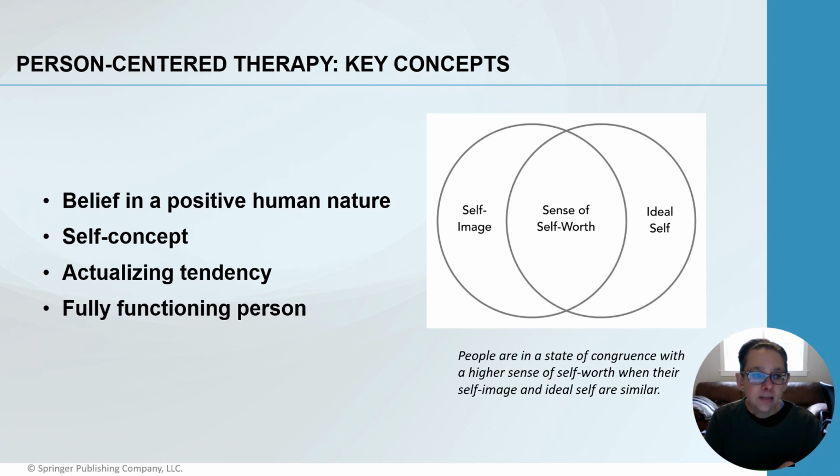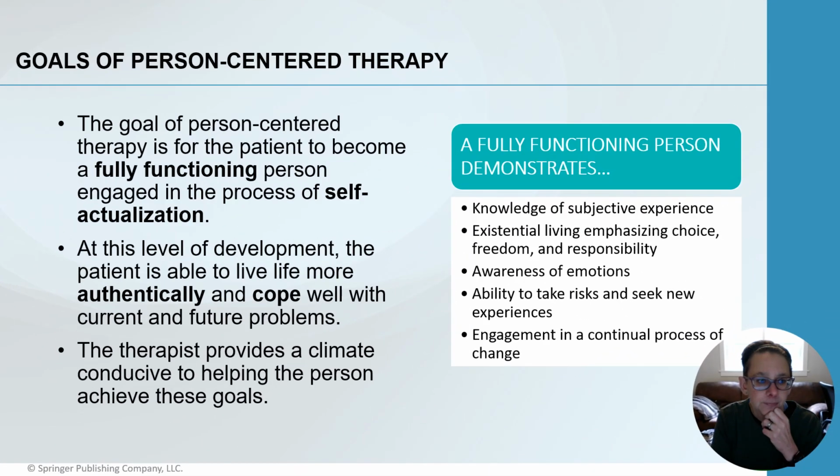So key concepts, the belief in a positive human nature, self-concept, actualizing tendency. You want them to get to the top of Maslow's hierarchy, a fully functioning person. You want to integrate their self-image, their sense of worth, and their ideal self. You want them fully functioning and self-actualizing. You want them to live authentically and cope well with problems. And you as the therapist provide a climate that's conducive to helping the person achieve these goals.